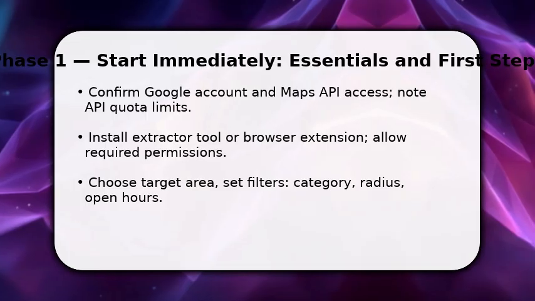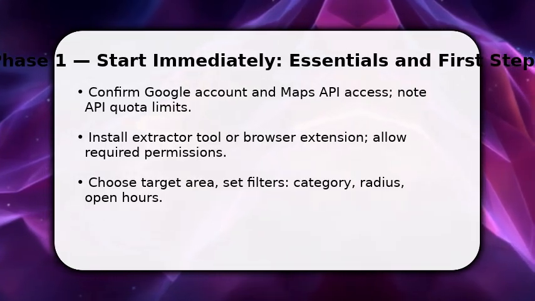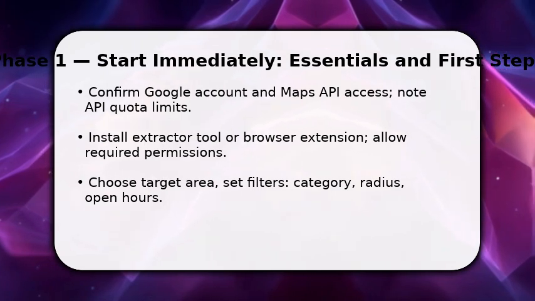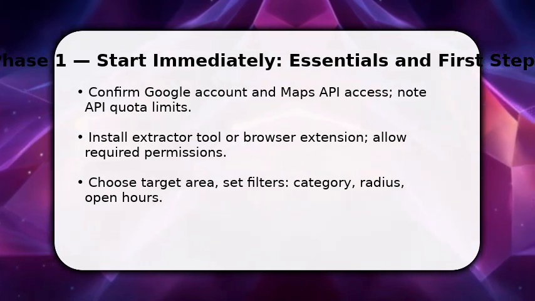Choose CSV or JSON and a sensible rate to avoid throttling. Make sure to test one small query first to verify credentials and parsing before scaling up.